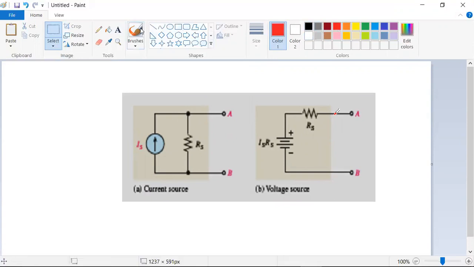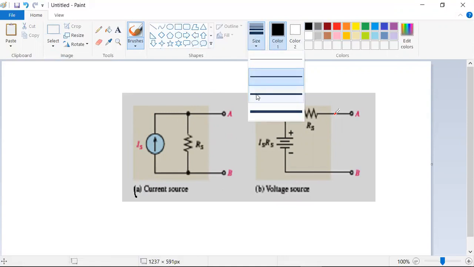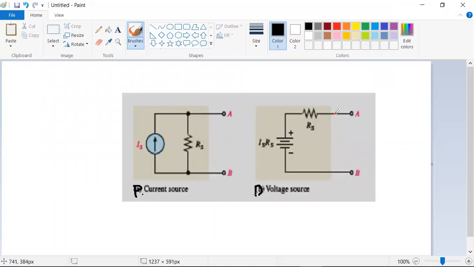For converting a practical current source to a practical voltage source, there is a set of rules we need to follow before doing this conversion.